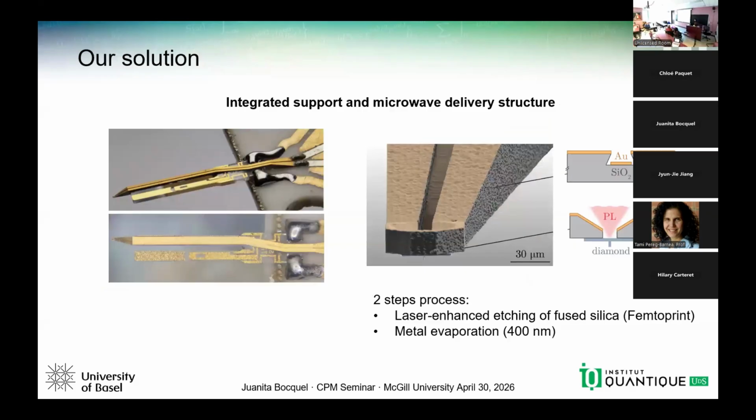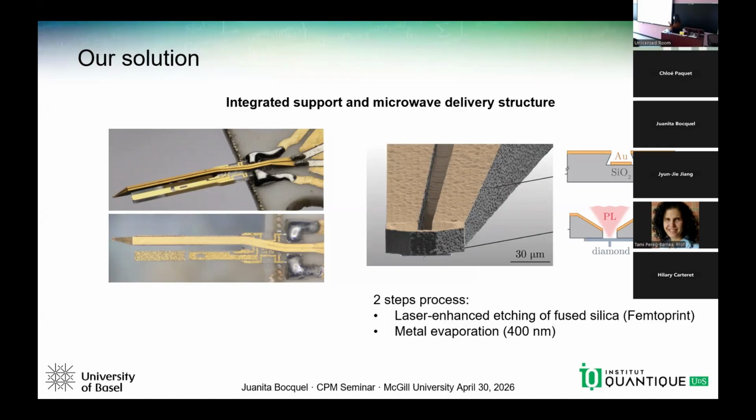So we developed a solution for this, or the beginning of a solution, by integrating the microwave line with the support structure for the scanning probe. You can see here you have the tuning fork for the AFM, and then we have this relatively macroscopic monolithic structure that is made of fused silica, and that is put into shape using laser-enhanced etching by a company called Femtoprint. So that's what they do.